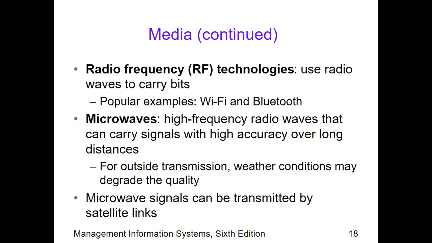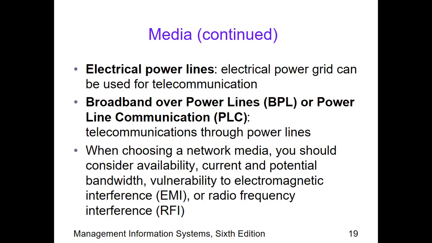Now, RF technologies use radio waves to carry bits. Examples would be Wi-Fi and Bluetooth, so radio waves are being utilized. If we talk about high frequency, then that becomes microwaves, with high accuracy over long distances. However, for outside transmission, we have to take note that weather conditions may degrade the quality. We can notice that normally during heavy rains, downpours, and even storms, our signals would be affected. Microwave signals can be transmitted by satellite links.